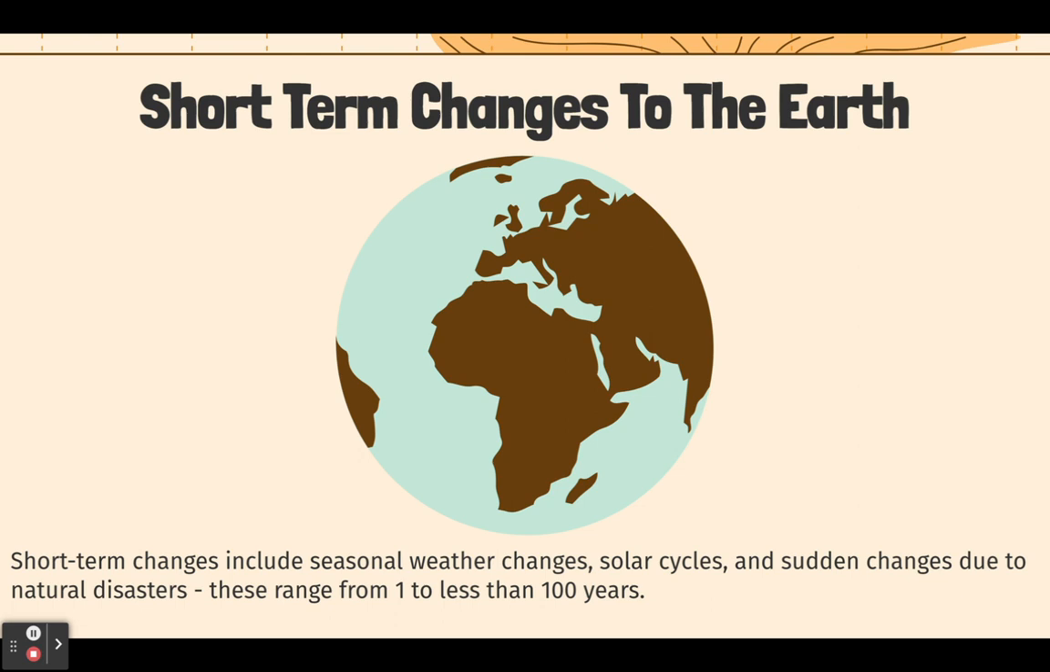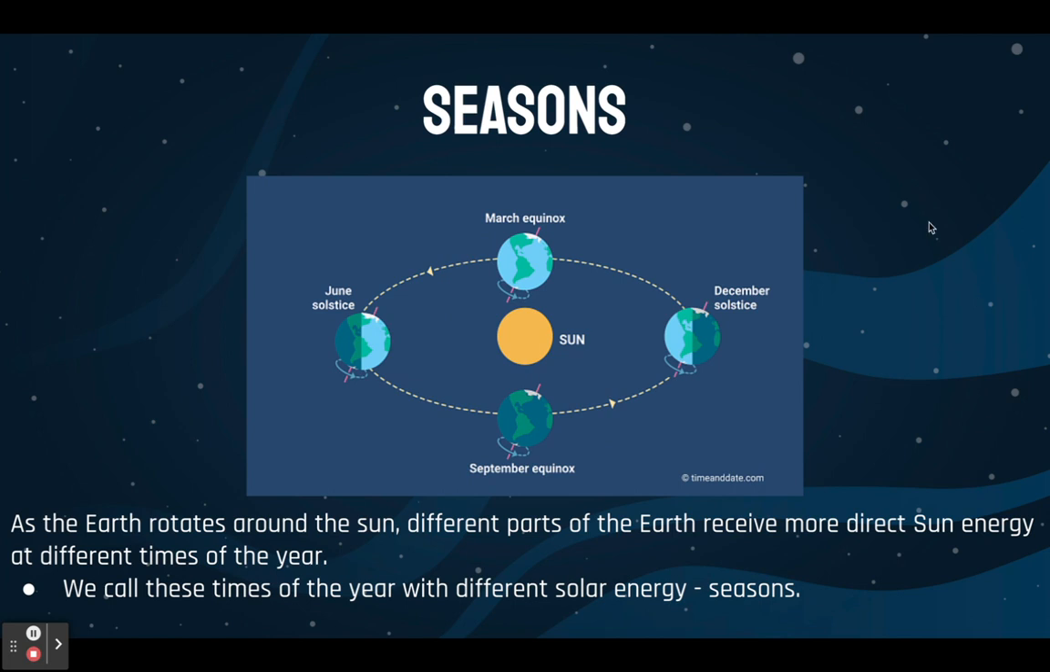When we talk about short-term changes, there's a lot we can talk about. But for our class's purposes, we're going to talk about a few things like seasonal weather changes, some extreme weather that happens from seasonal weather changes, solar cycles, and some natural disasters. Now, these things happen quick. Within a year, sometimes they happen multiple changes in a year, or a couple decades, but certainly not more than like 100 years.